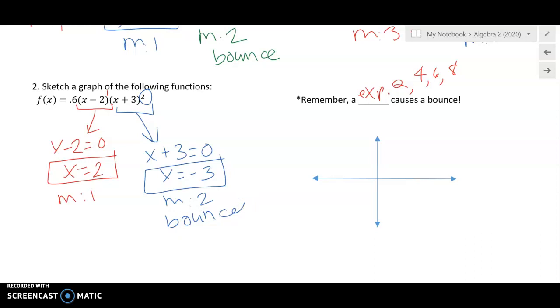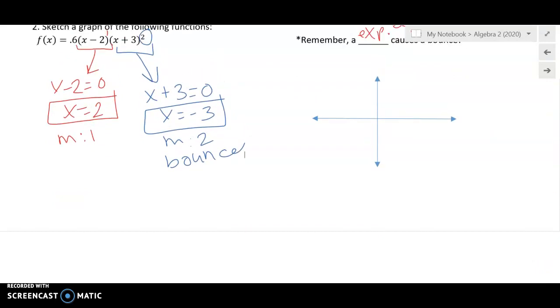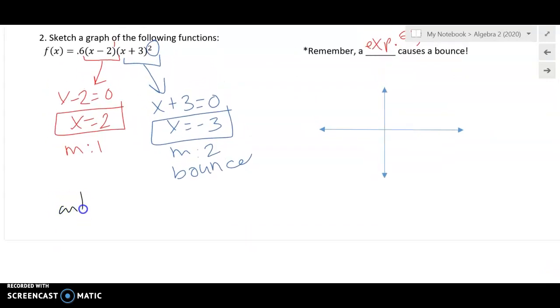Okay, so the first one, I have a multiplicity of 1. The other one, I have a multiplicity of 2. So in total, my multiplicity is 3, right? 1 plus 2. If my multiplicity is 3, that means the degree of my function is 3, which means I have a cubic function, okay? If it's degree 3, I have a cubic function.